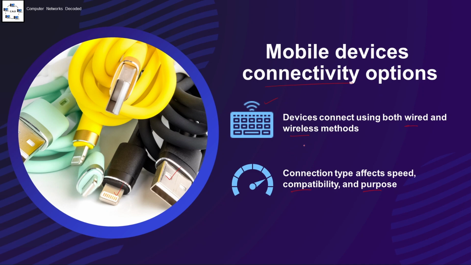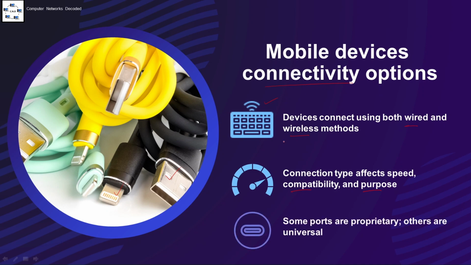For example, wired connections are pretty fast as compared to wireless connections. And again, inside the wireless, some are fast and some are slow, such as Wi-Fi is the fastest of all, while Bluetooth and infrared are slower connection types. And in the wired connections, some ports used by mobile devices are proprietary, such as the Apple Lightning connector. This is a proprietary connector from Apple, while others are universal, such as USB-C. It is not proprietary, it is used by all vendors.